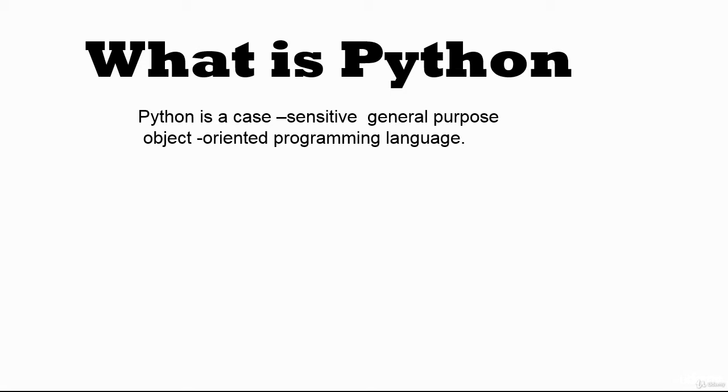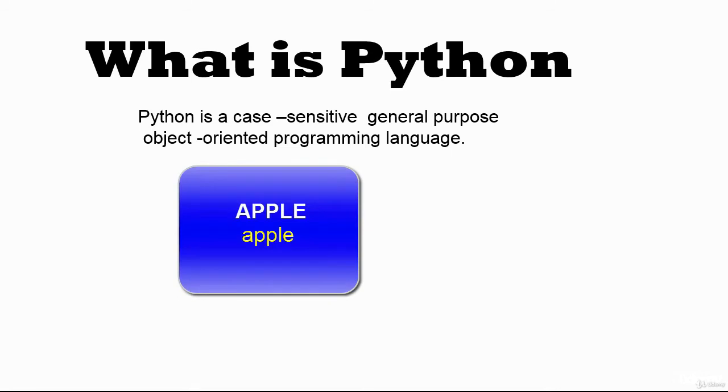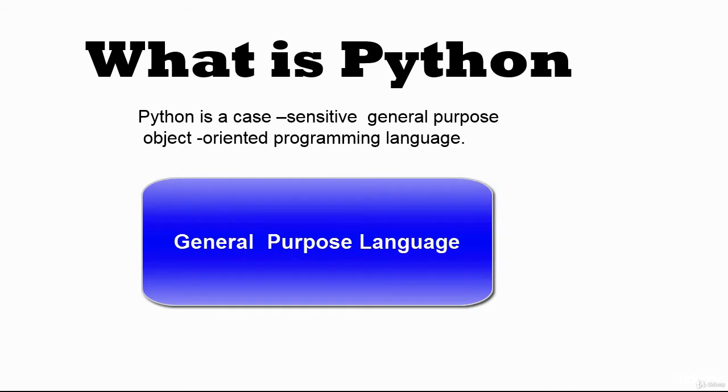Python is a case-sensitive, general-purpose, object-oriented programming language. By case-sensitive, I mean, for example, if you've got an object called Apple in uppercase and an object called apple in lowercase, Python will treat them as two separate objects because one is uppercase and the other is lowercase. Also, Python is often referred to as a general purpose language.